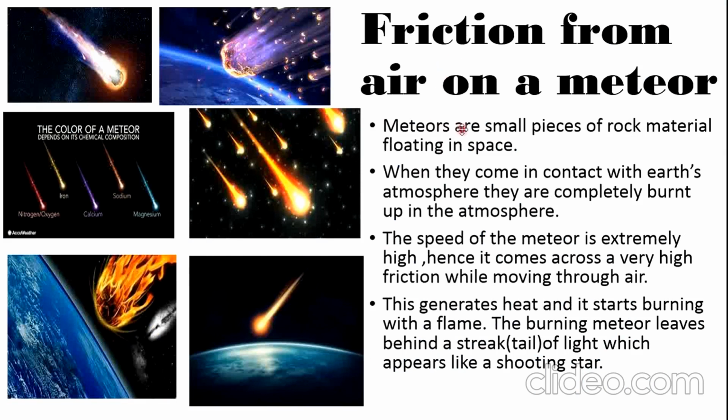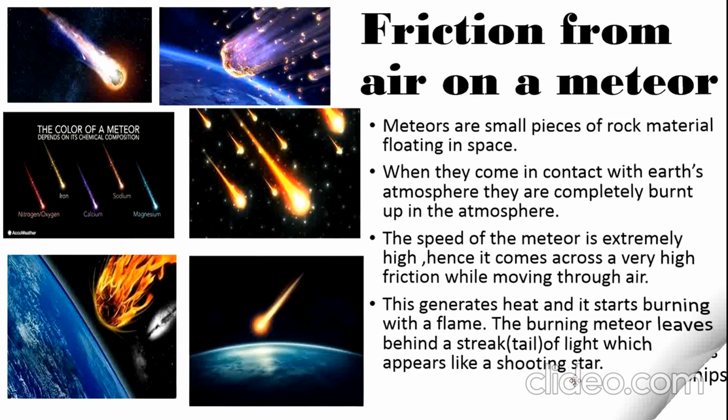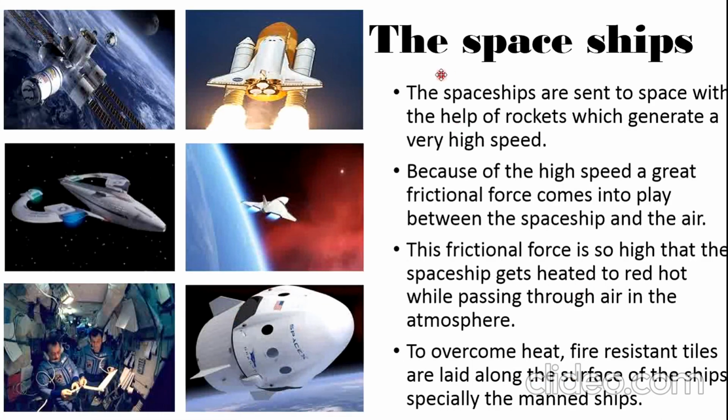Friction from air on a meteor. Meteors are chunks of matter present in space. When they come in contact with Earth's atmosphere, they are completely burnt up, which we see in the form of shooting stars or falling stars. The speed of a meteor is so high that due to friction it catches fire in the Earth's atmosphere. This generates heat and it appears like a star with a tail, also called a shooting star or falling star.